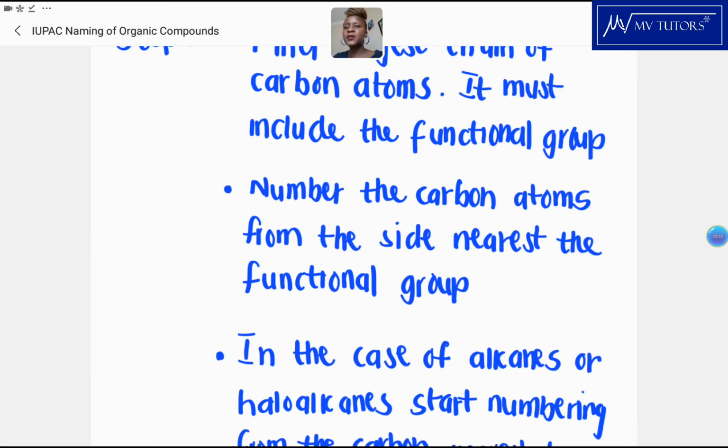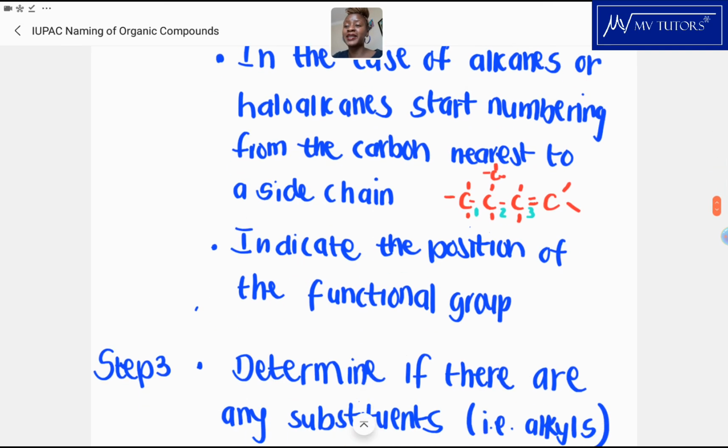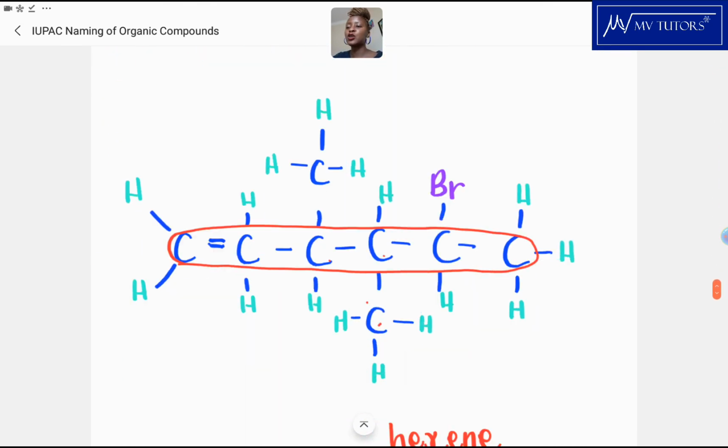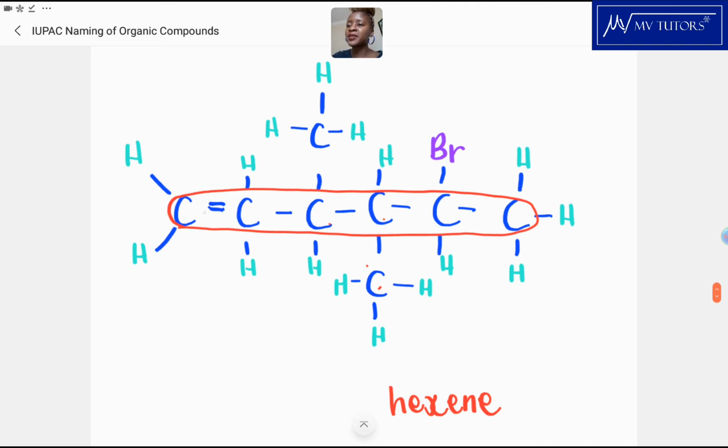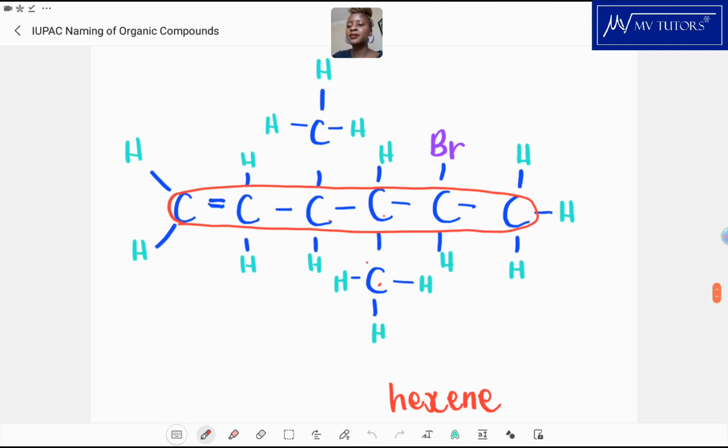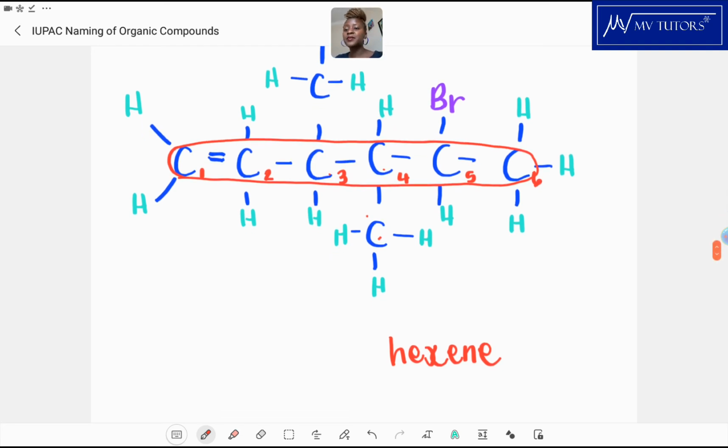Okay, guys, so it says number the carbon atoms. I missed that. Number the carbon atoms from the side nearest the functional group. So we're going to start where the double bond is. We're going to start numbering from here. This is our first carbon. First carbon, second, third, fourth, fifth, the sixth one. So we know it's a hexene. Our double bond is there at number 1.